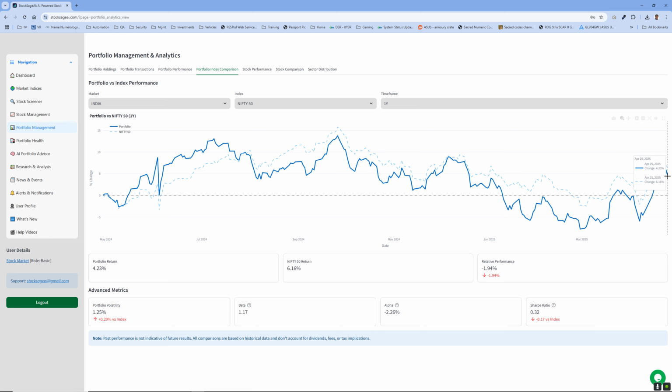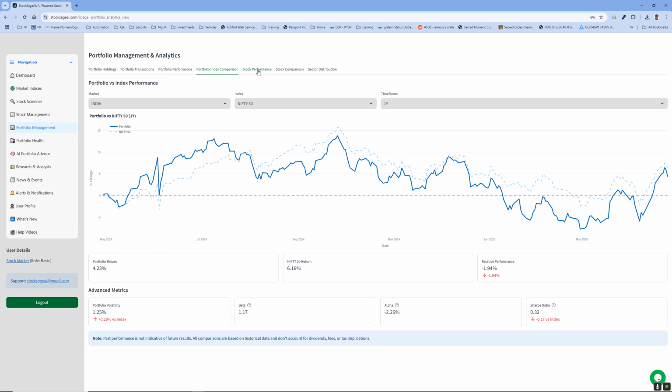And I can actually see overall how much is the percentage difference. That value is also mentioned over here. Our portfolio return was 4.2%, and the Nifty return over a year was 6.16%. So the relative performance is a negative of 1.94%. It also gives you advanced metrics like beta, alpha, and Sharpe ratio and the portfolio volatility index as well.